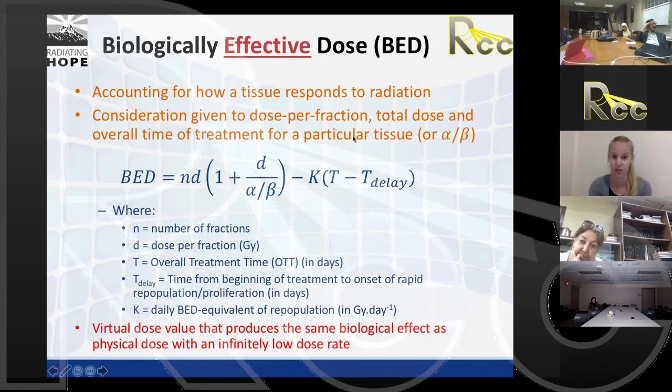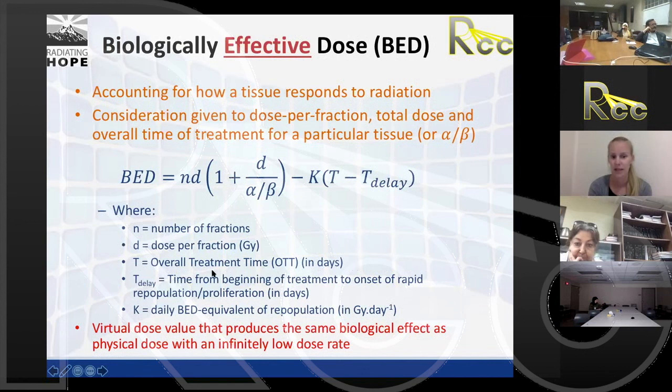So this equation here is what we use to calculate the biological effective dose. Here we're looking at the number of fractions, the dose per fraction, and the overall treatment time in days. This does take into account breaks in treatment, so weekends. Whilst they might be given 25 fractions, those 25 fractions are actually over 35 days, not 25 days, because you've got the weekends in between as well. So we do take that into account when we look at our overall treatment time.